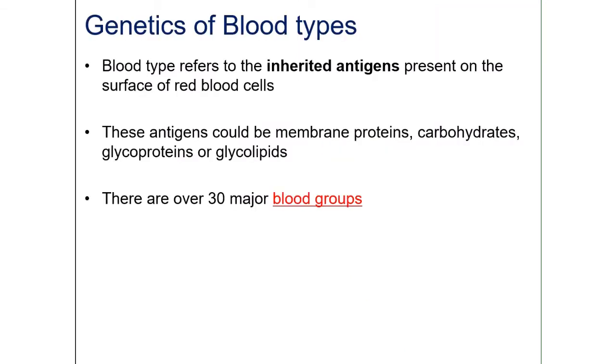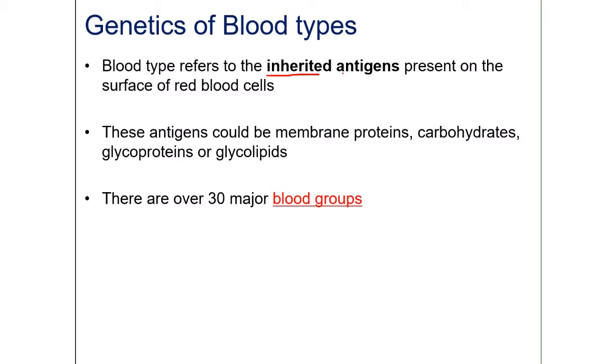So blood type. Blood type refers to the inherited antigens that are on the surface of your red cell. Inherited means you got it from your parents. It's encoded in your genetics, which means your blood type does not change throughout your life. Although there are some cases where people receive a bone marrow transplant, say for leukemia treatment, it's possible for their blood type to change afterwards. But for the most part, people are born with the same blood type that they will have throughout life.